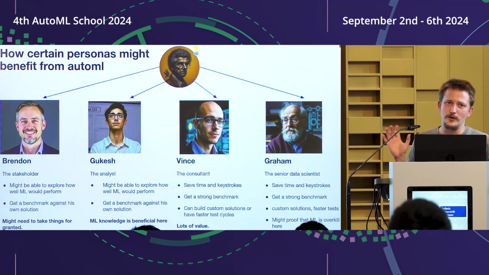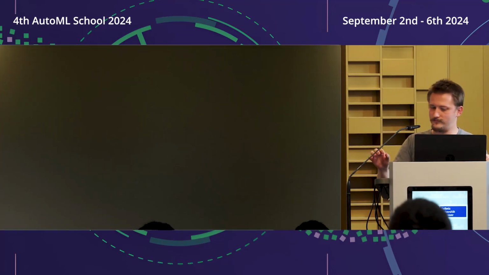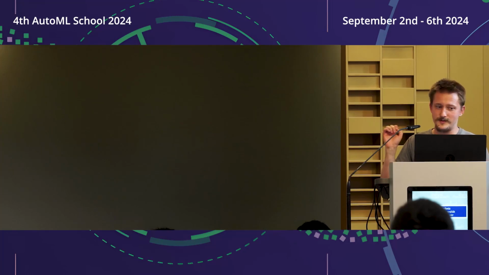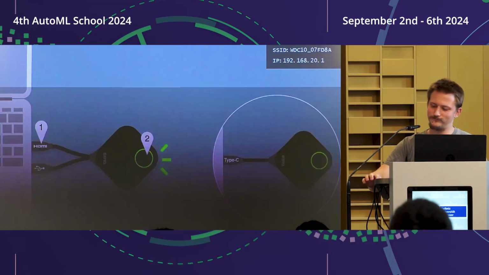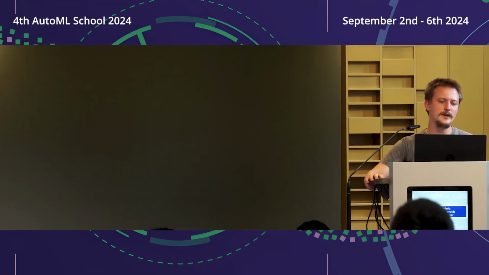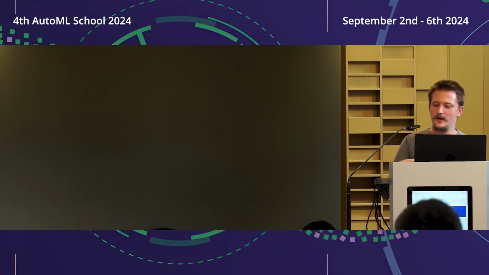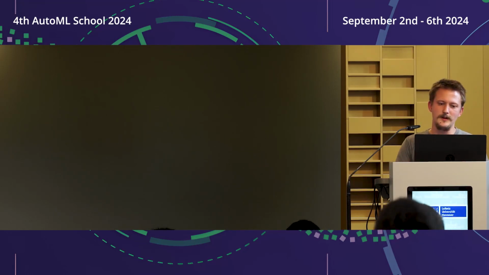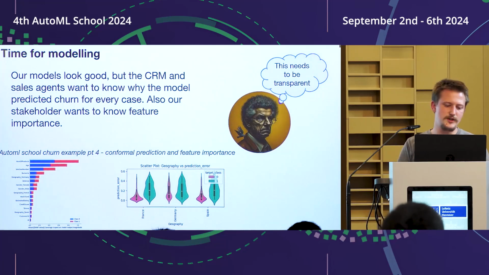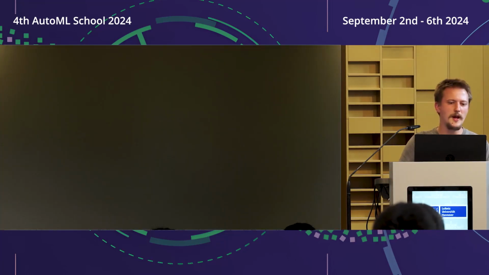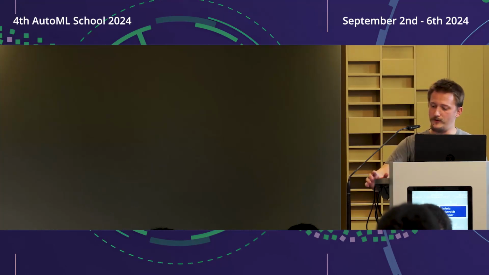Okay, so the models look good, but the CM and the sales agents actually want to know why the model is predicting what it predicts. So we have seen during the training that we can actually see Shapley values, but we can also see more of our model during the prediction part, actually.